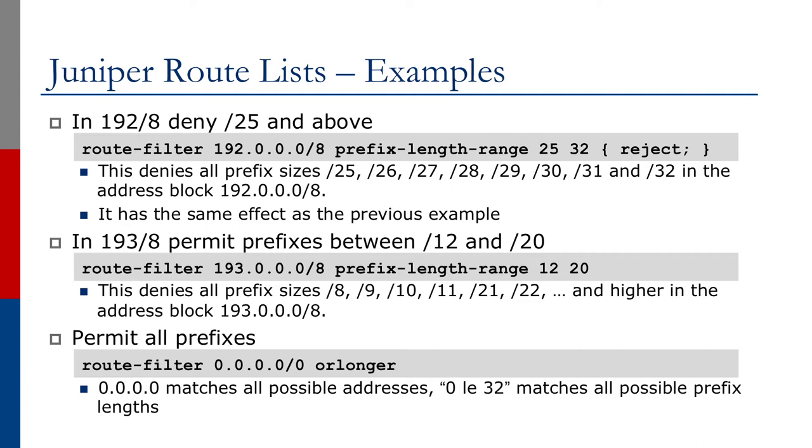Juniper has equivalents to these same examples in this slide as shown below. For 192/8, if you want to deny a /25 and above, you match the route-filter 192.0.0.0/8, prefix-length-range /25-/32, and then you have the action of reject. For 193/8, if you want to permit prefixes between a /12 and a /20, you say route-filter 193.0.0.0/8, prefix-length-range /12-/20. If you want to permit all prefixes, you say route-filter 0.0.0.0/0 or-longer, and that will match all possible addresses.